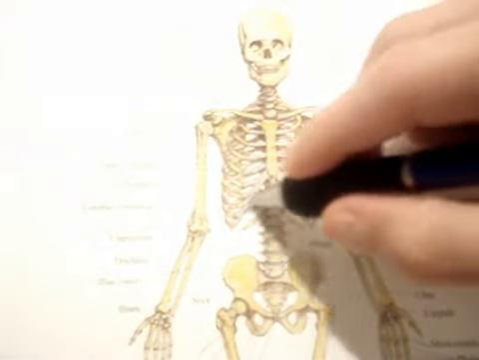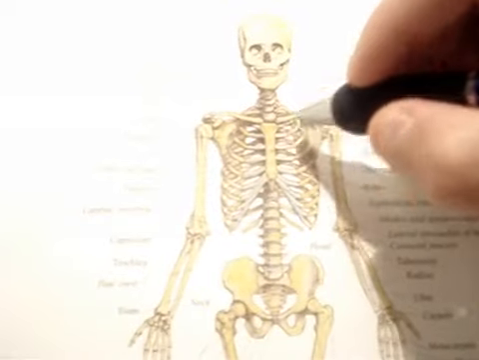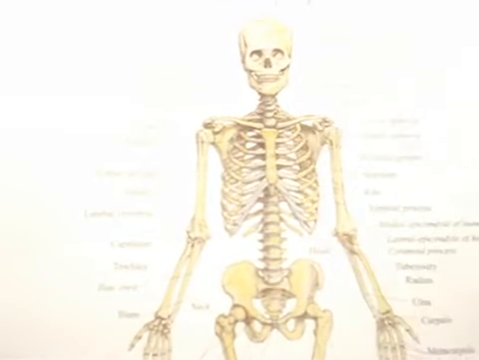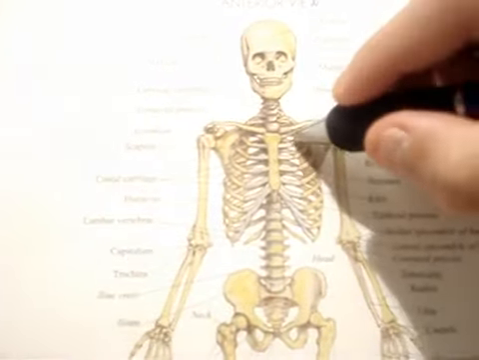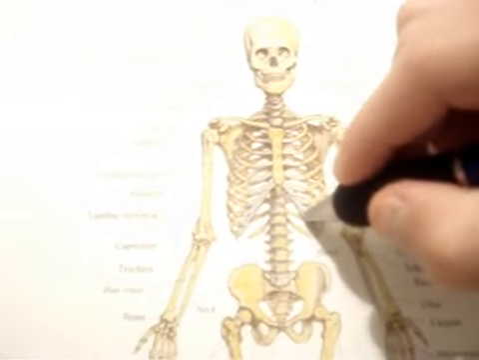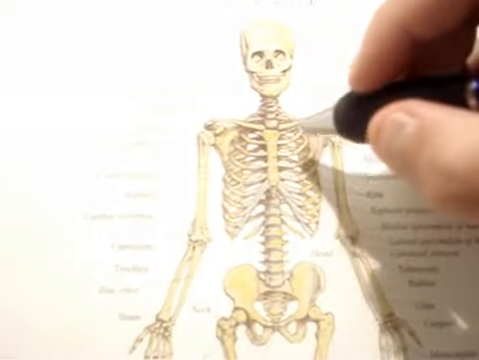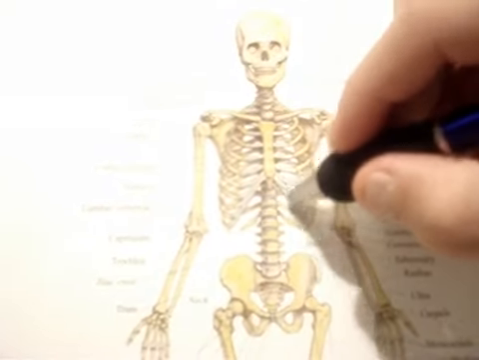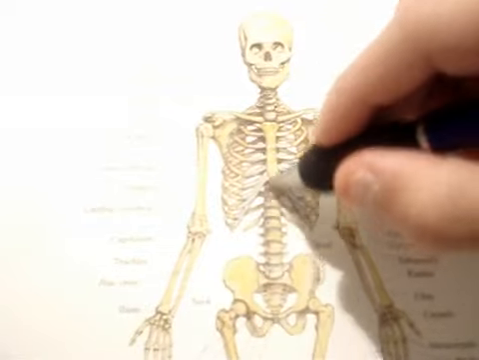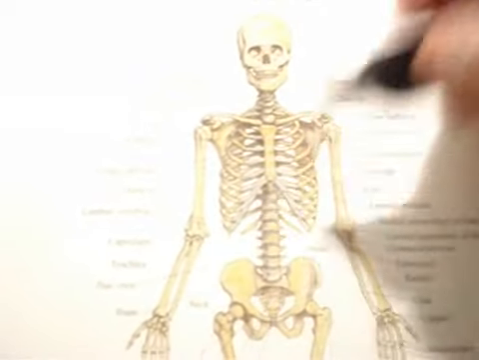The ribs, this area here, which is actually called the rib cage because it looks like a cage, consists of 12 ribs, only the first 10 of which are attached to the sternum, or the breastbone. All 12 ribs attach to the thoracic vertebral column on the backside.